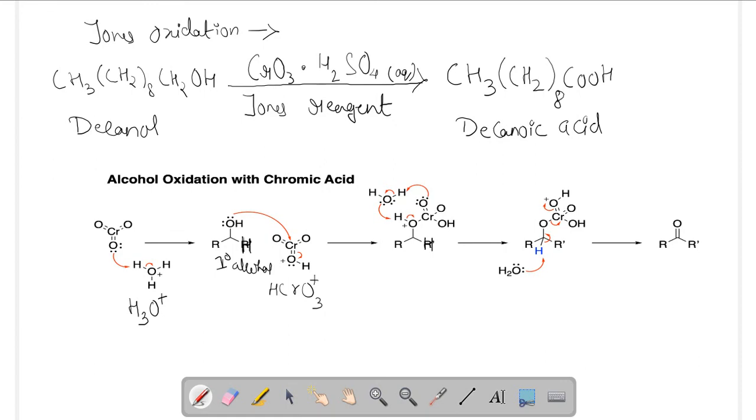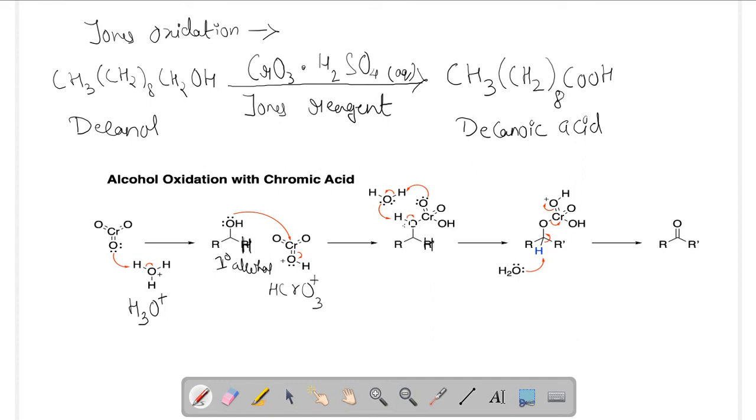HCrO3. Now one water molecule, which has been released here, will react with the hydrogen ion. Why so? Because this oxygen has the positive charge, and hydrogen is also electropositive.